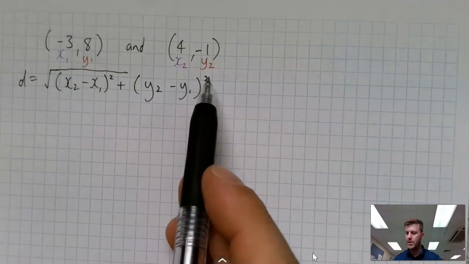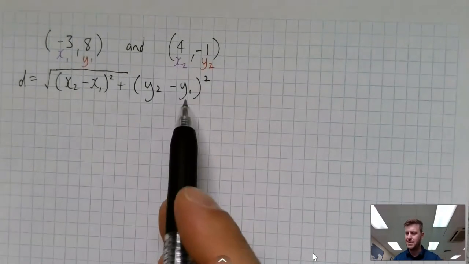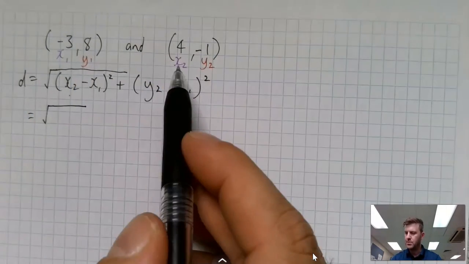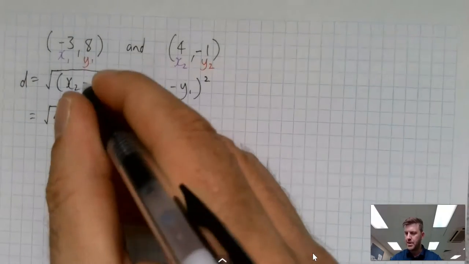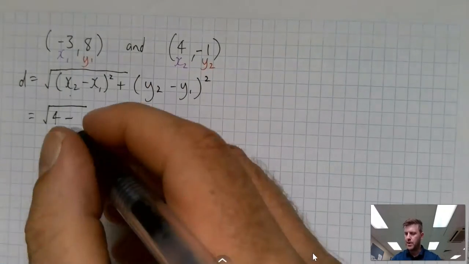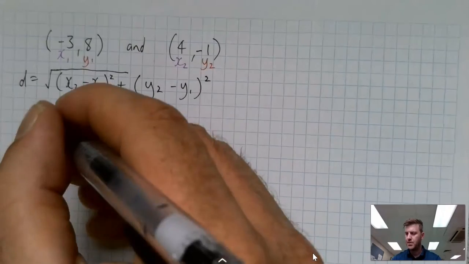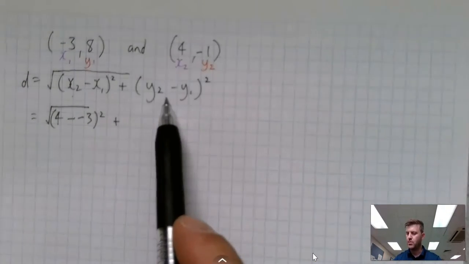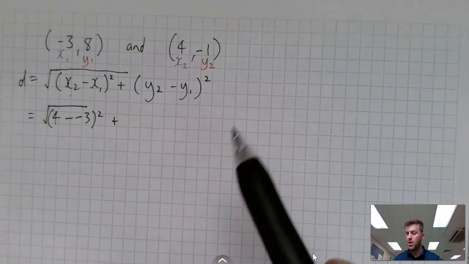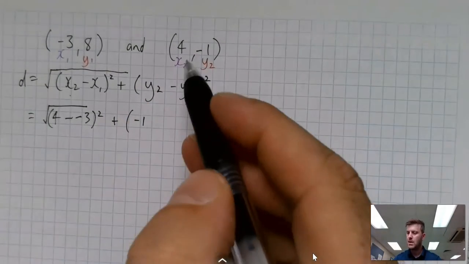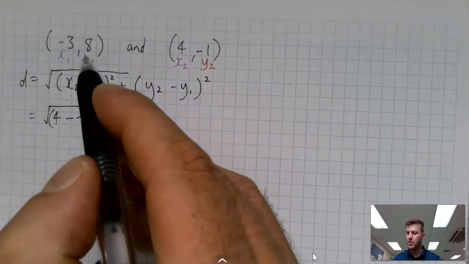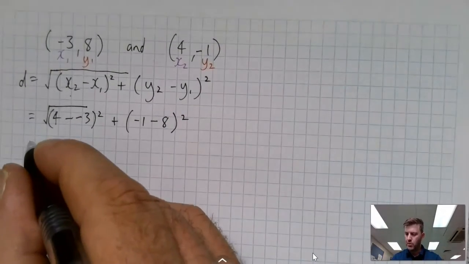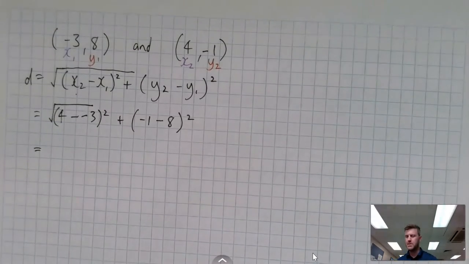So once we've done that, we just then substitute those values into this equation. Let's do that again. Again, that equals x2 is 4 minus, this time x1 is minus 3. So it's 4 take minus 3, squared, plus y2 take y1. y2 in this instance is minus 1, take y1, which is 8. Again, all squared. Okay, this is a little bit more complicated. It involves some negative numbers, but we've got the skills to work this out.